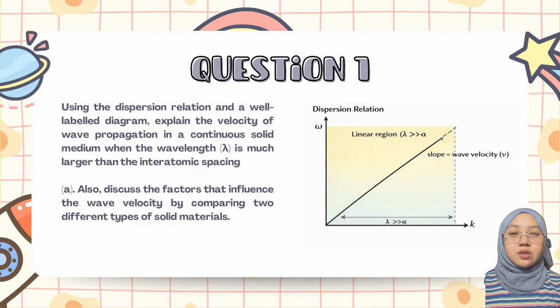Moving to Equation 1: using the dispersion relation and a well-labeled diagram, explain the velocity of wave propagation in a continuous solid medium when the wavelength is much larger than the interatomic spacing. Also, discuss the factors that influence the wave velocity by comparing two different types of solid material.